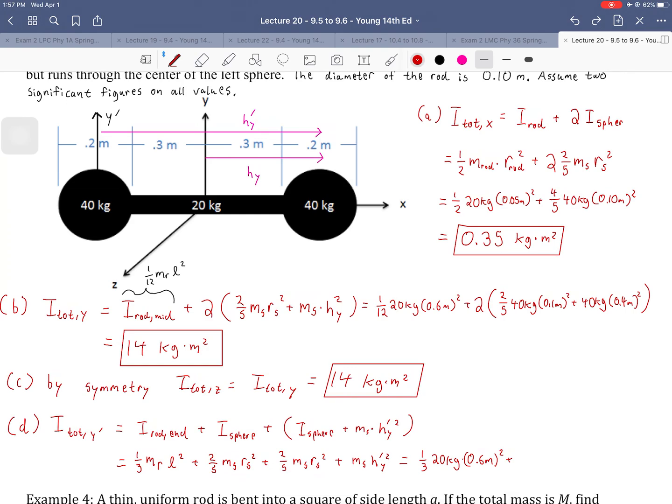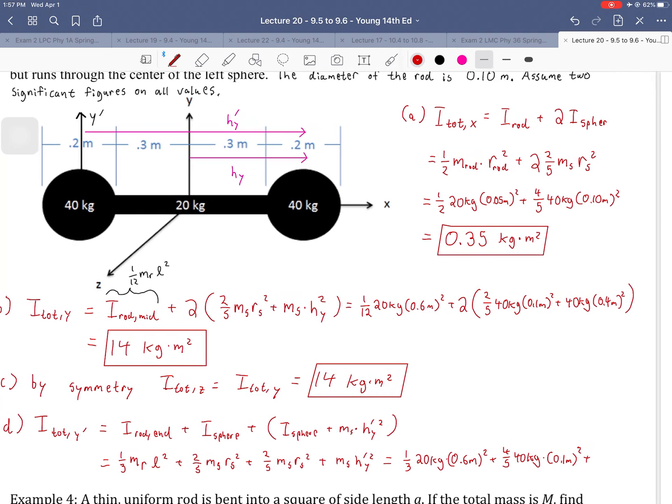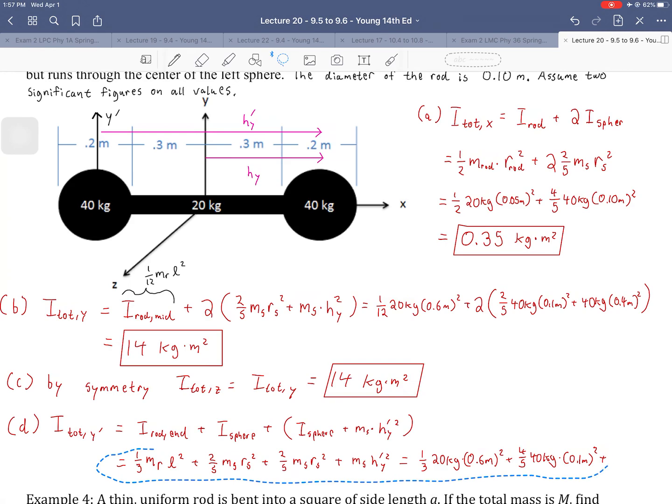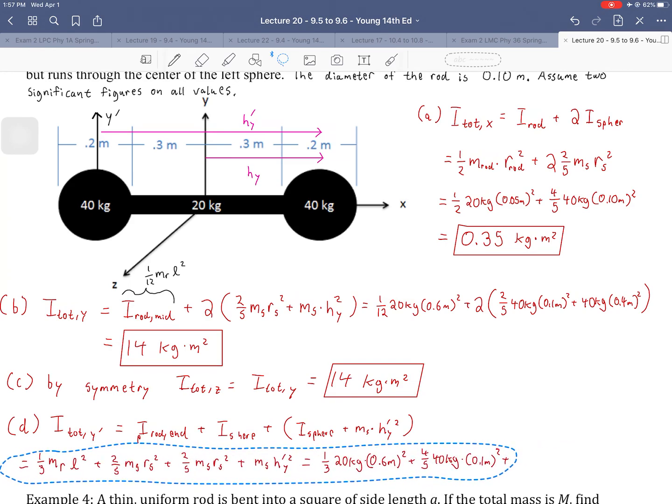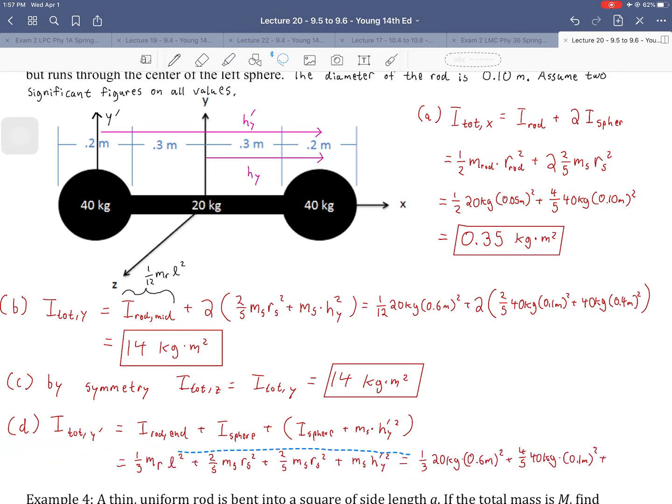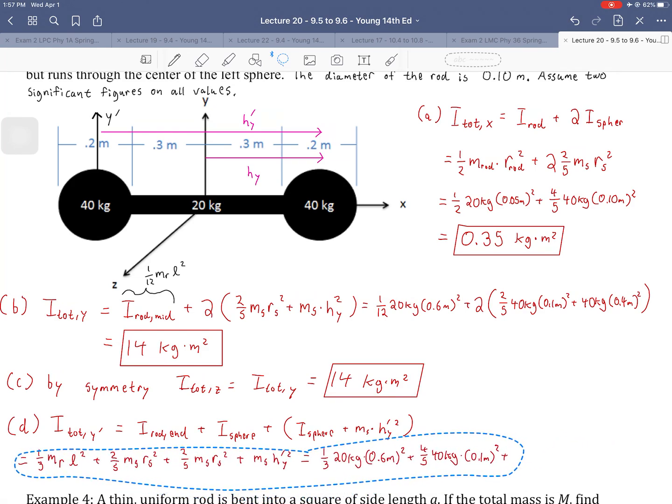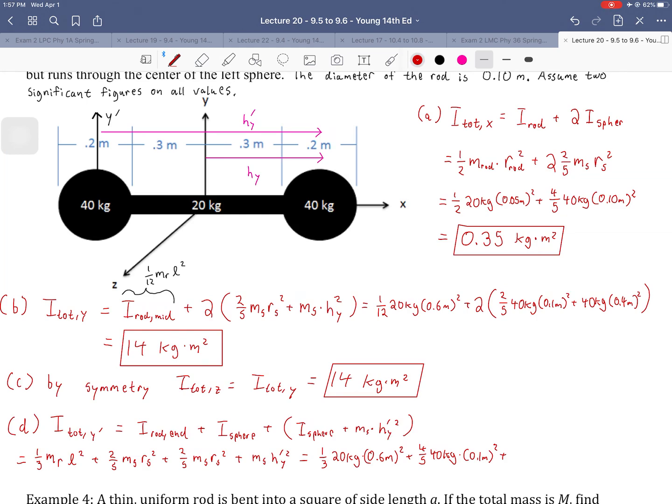Then we'll put these two terms together because they are like terms, so I'll just make a 4/5. So we'll have our 4/5 times the mass of the sphere, 40 kilograms, and then times the radius of the sphere, the 10 centimeters. We'll square that. And then we have to add our big offset here. So we'll have the last term, the 40 kilograms. And then hy prime. Well, how long is hy prime? We've got the 60 and then 10, so 70 and then 80, right? So it's going to be 80 centimeters or 0.8 meters. So it'll be 0.8 meters squared.